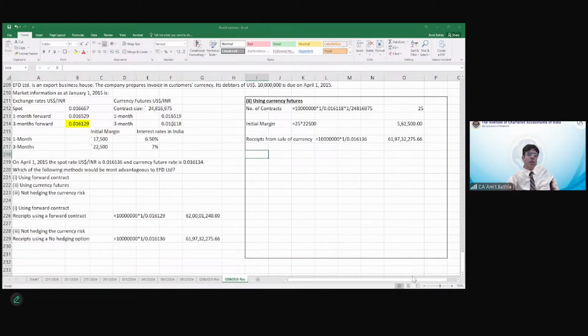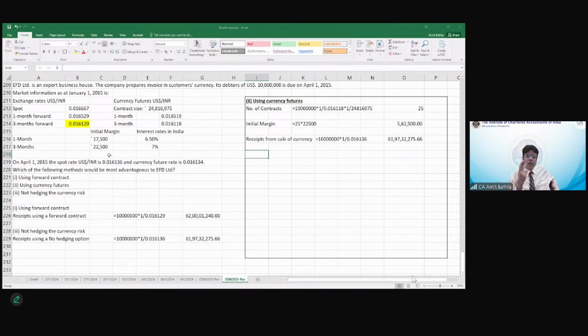Higher. You had essentially fixed it at what rate initially to start with? Can you see this? 16118. And now you are going to get what? So what is your spot rate? Is it higher than your currency future rate or lesser than your currency future rate?